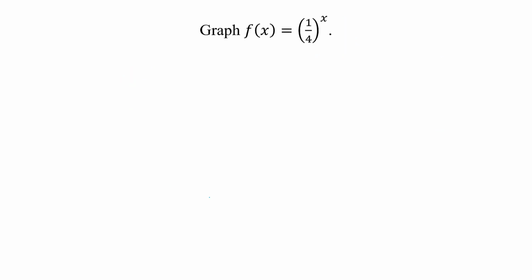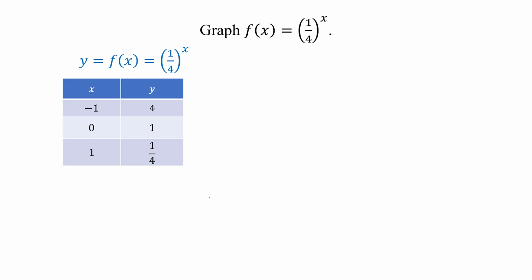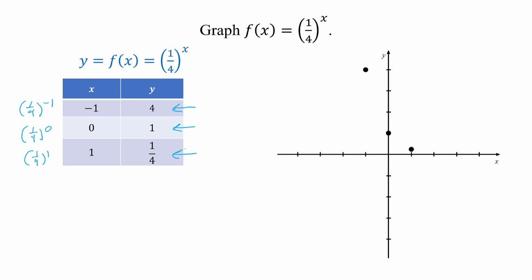Now to graph f of x equals 1/4 raised to the x. Again, we start with x coordinates of -1, 0, and 1. To determine the y coordinates here, I would first of all take 1/4 raised to the power of -1, which would give me 4. Then 1/4 raised to the 0 is equal to 1. 1/4 raised to the power of 1 would give us 1/4. And plotting these 3 points on our graph here, we connect with a nice smooth curve to get the graph of y equals f of x here.